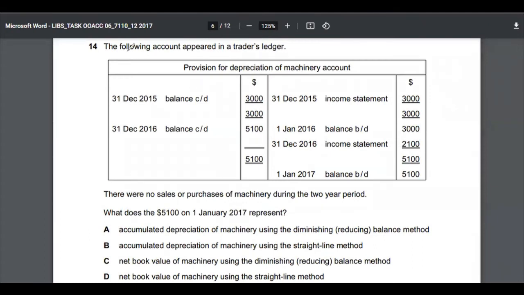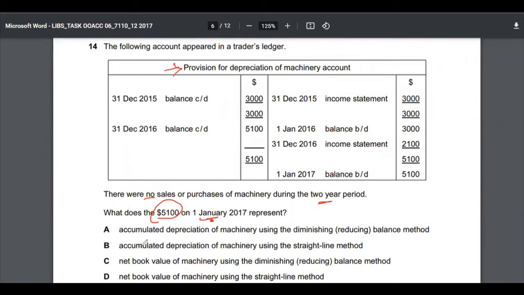Let's look at multiple choice 14. The following account appeared in a trader's ledger. So this is the account for provision for depreciation, or accumulated depreciation. And all these balances are telling you the depreciation expense and the total depreciation expense as well, right? There were no sales or purchases of machinery during the 2-year period. Okay, that's noted. What does the $5,100 on 1st January 2017 represent?